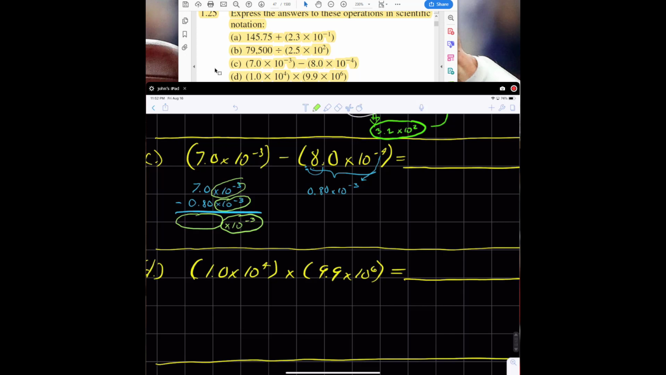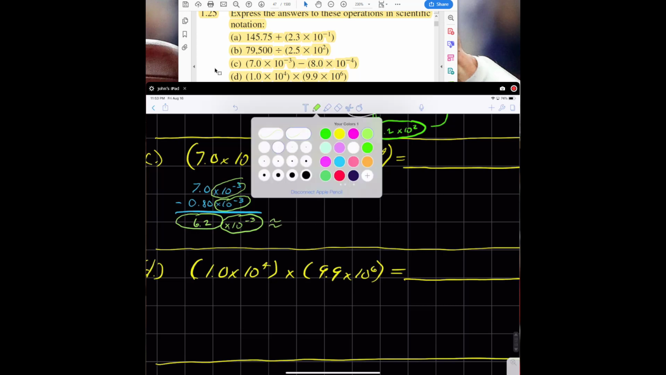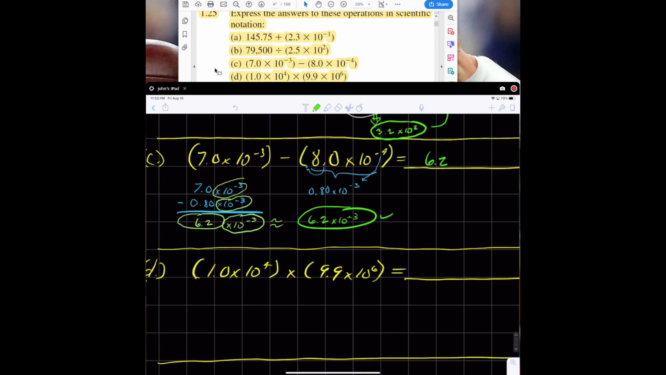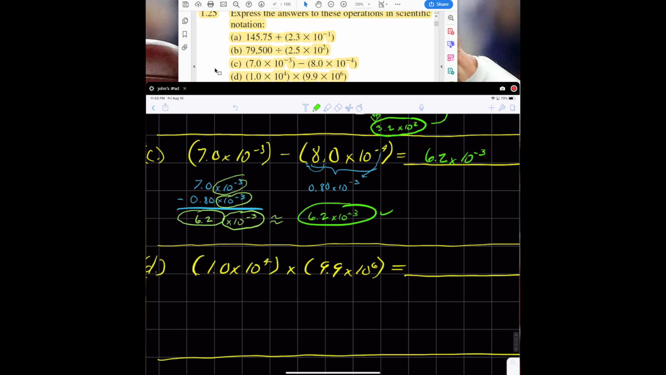7.0 minus 0.80 is equal to 6.2. Okay? So that essentially is saying now that our final answer is 6.2 times 10 to the minus 3. Okay? And from the book solution, that is correct. So you can do it a number of different ways. That's a way that the textbook actually is showing. So we can move on to the next one.